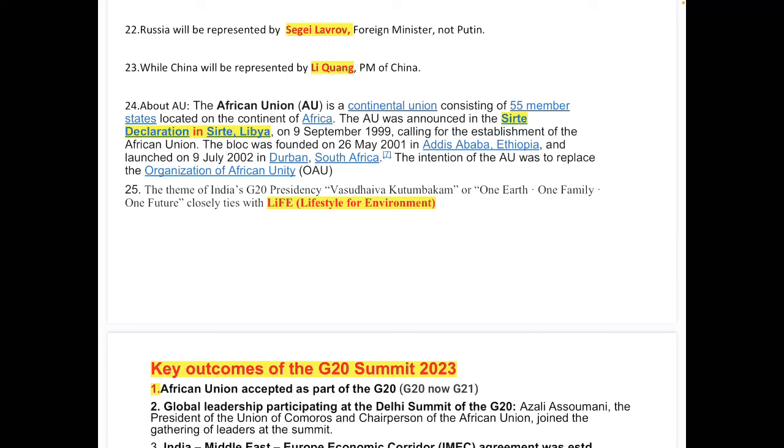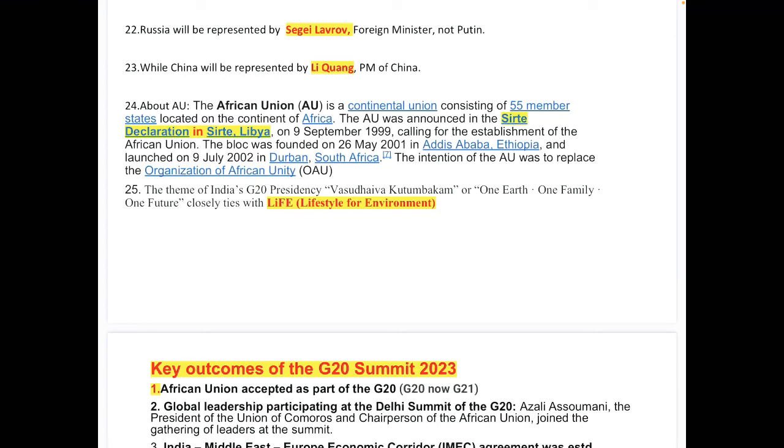Russia was actually already represented. It was not represented by Vladimir Putin, but by Sergei Lavrov, the foreign minister of Russia. And China was represented by Li Qiang, the PM of China, not Xi Jinping.